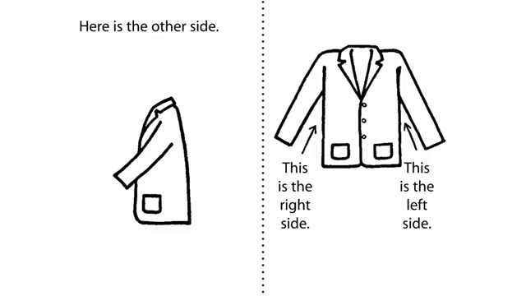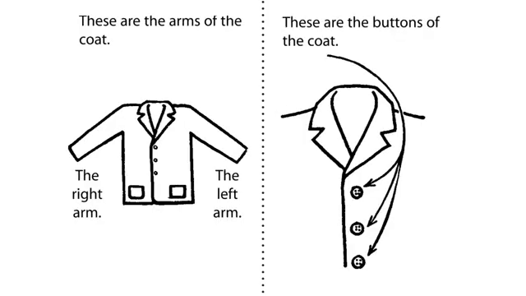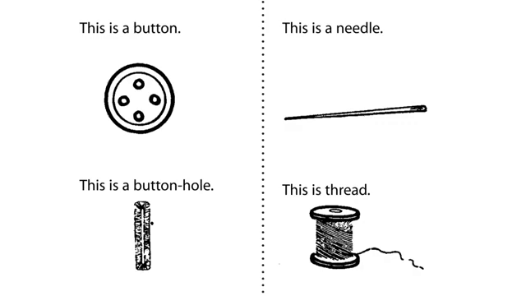Here is the other side. This is the right side. This is the left side. These are the arms of the coat. The right arm, the left arm. These are the buttons of the coat. This is a button. This is a buttonhole.